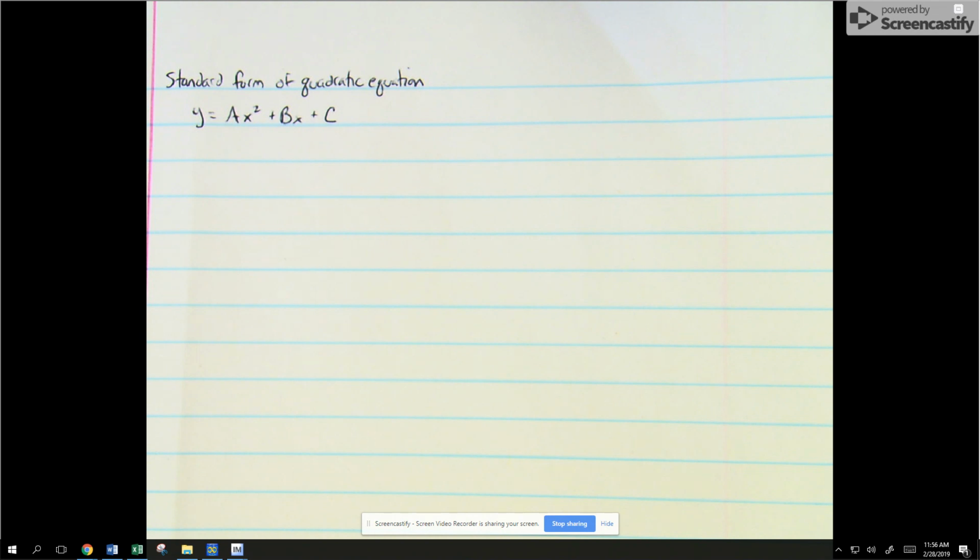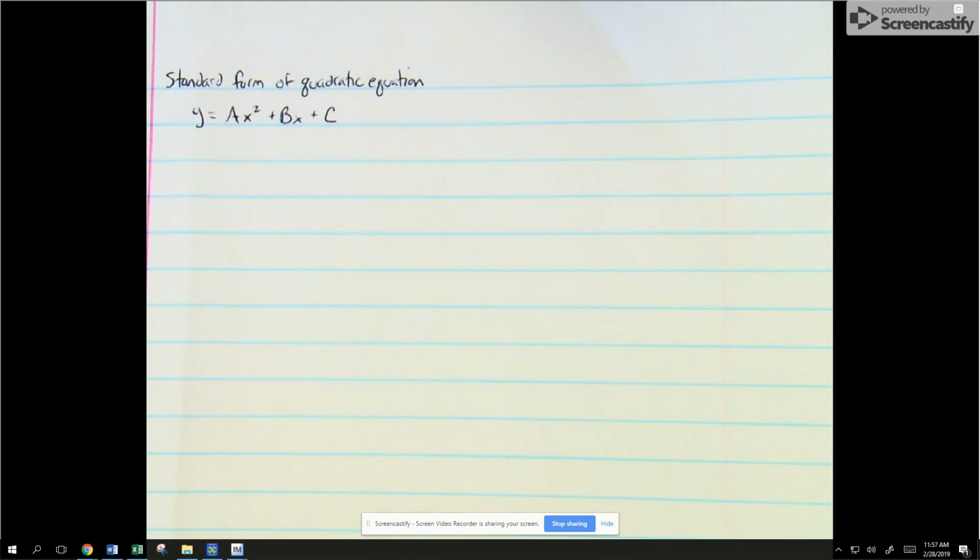All right. The letters a, b, and c we're going to use throughout this part with factoring, and then when we get on to using the quadratic formula, which is next week or the week after. So this is our standard form, ax squared plus bx plus c.